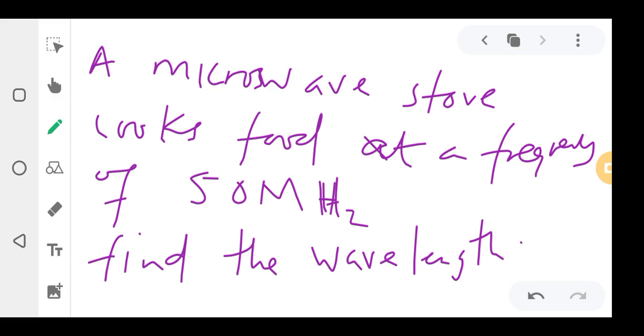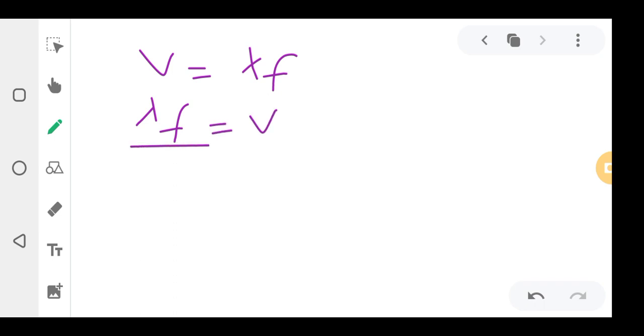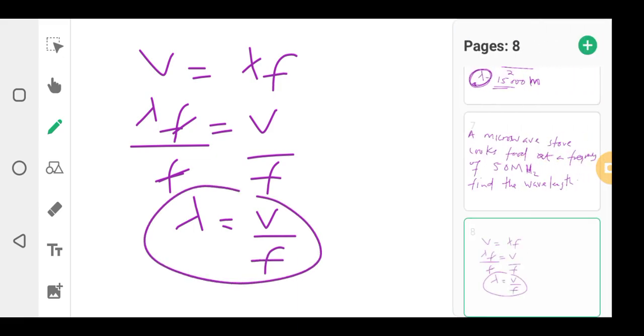Okay, so by this time you remember the wavelength equation is like this, and then you make wavelength the subject. So V goes this side, you divide by F, this is grade 9 mathematics, and then your wavelength will remain there. Velocity is over F. This is the formula that I'll use.